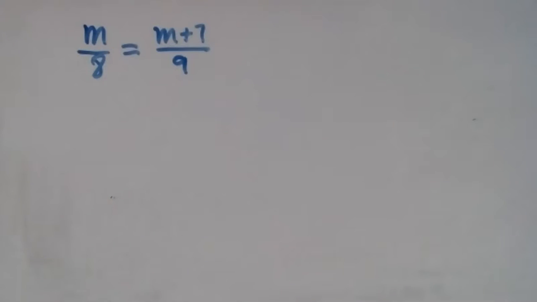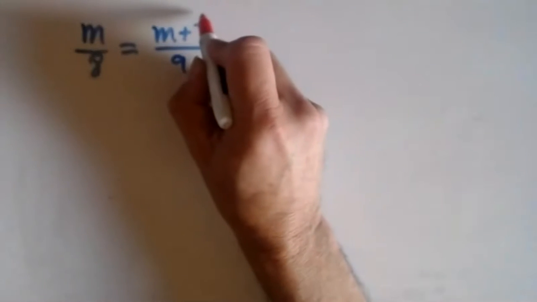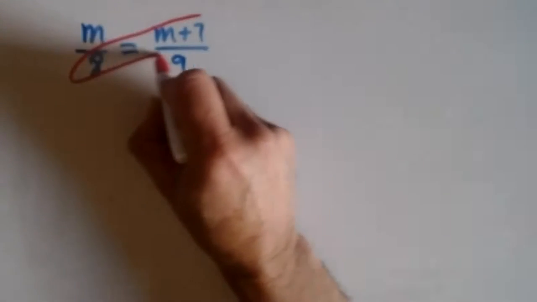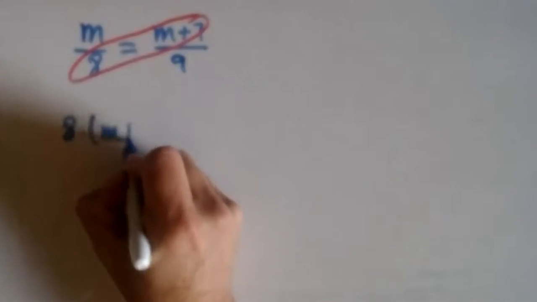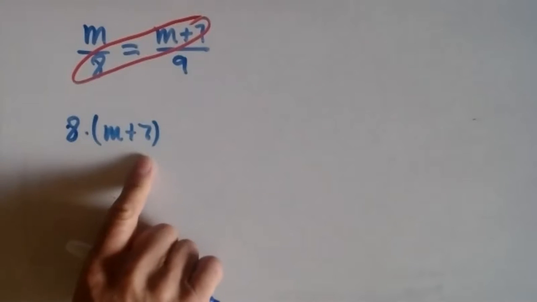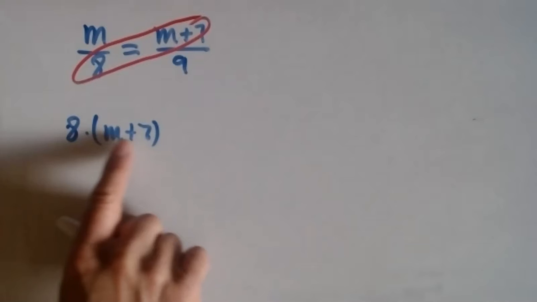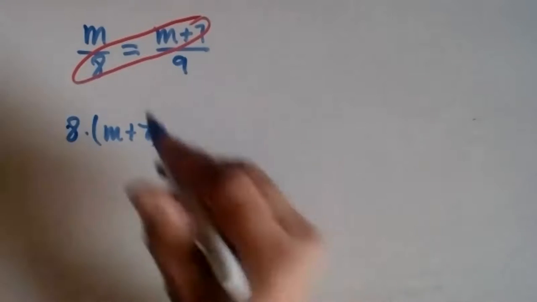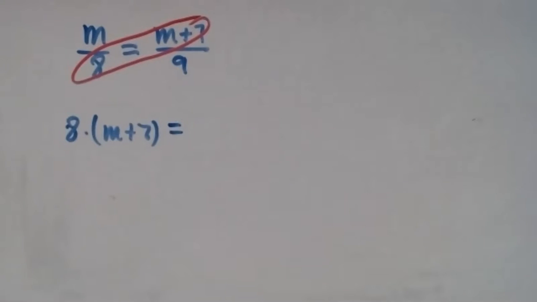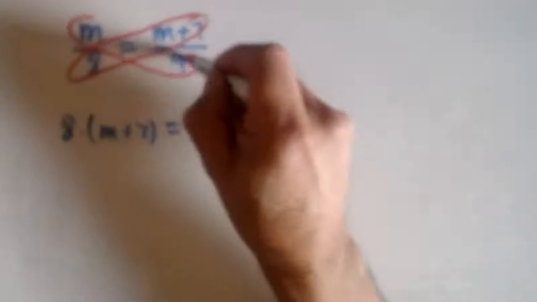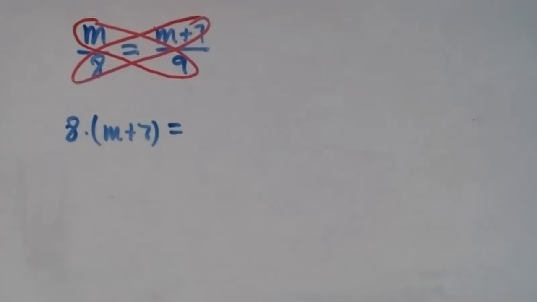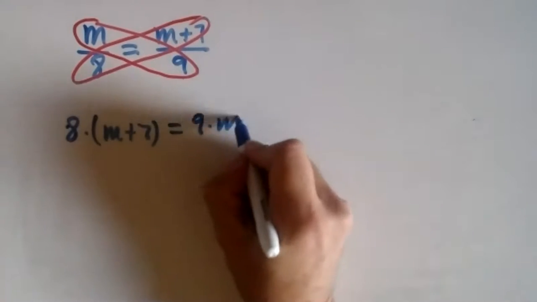Okay, now, how do you break this thing in the same way? You identify the first diagonal and you multiply. So you have 8 times m plus 7. Don't forget the parentheses. It's critical. If you forget the parentheses, you're going to forget to multiply the last number. Then you identify the second diagonal right here. And that is 9 times m.